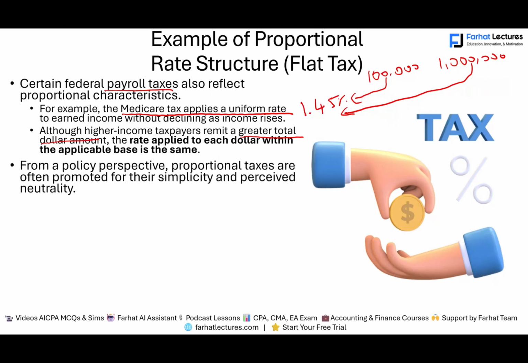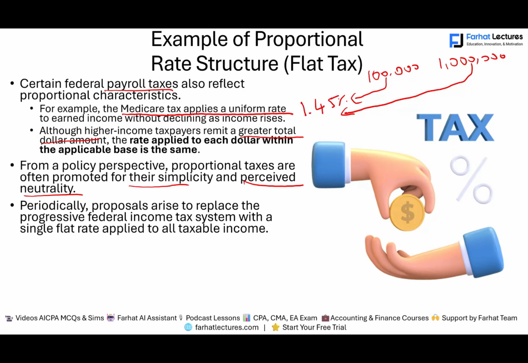So from a policy perspective, proportional taxes are often promoted for their simplicity and perceived neutrality. Everyone is paying the same percentage. Now, periodically, proposals arise to replace the progressive federal income tax with a single flat rate applied to all taxpayers. Now, what's the appeal here? The appeal here is everyone is paying the same percentage, versus the progressive, the ability to pay. The more you make, the more you pay.